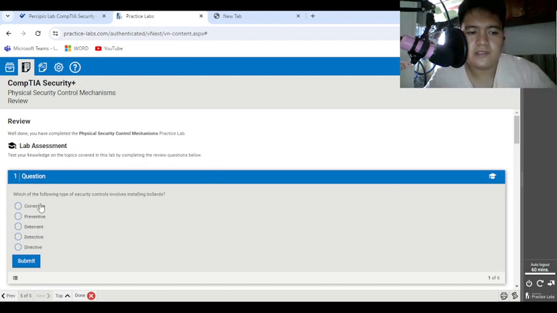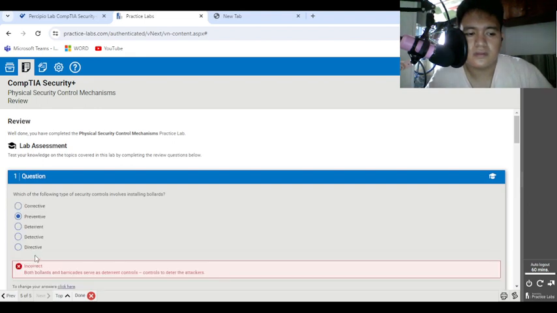Which of the following types of security controls involve installing bollards? I think it's preventive. Deterrent.